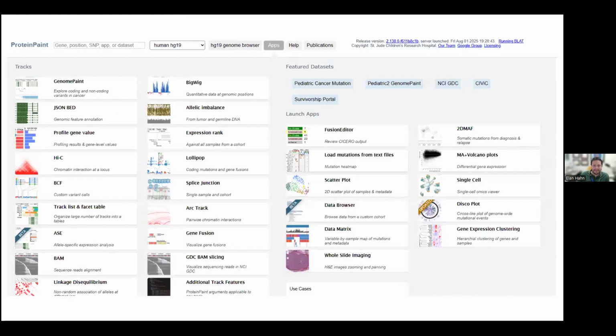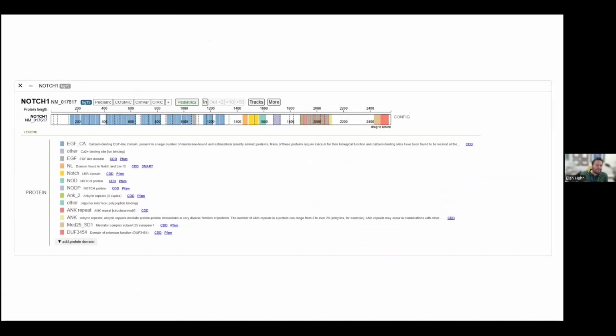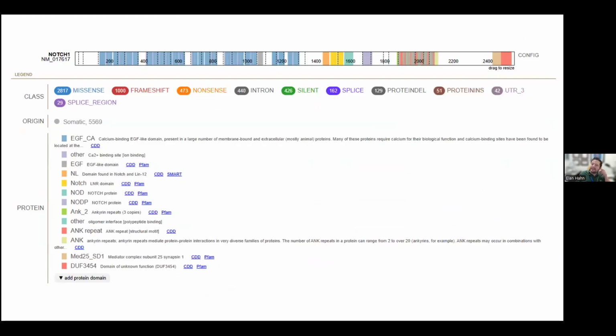Another one of these useful tools is ProteinPaint by St. Jude's. Here you could search for any gene. There are lots of things you could do here, but something I use it for is looking at any gene. In the top search bar, you type in the gene name, select it from a drop-down menu, and then you get a representation of this gene where you can see the functional domains. And you could try to see where your mutation is located.